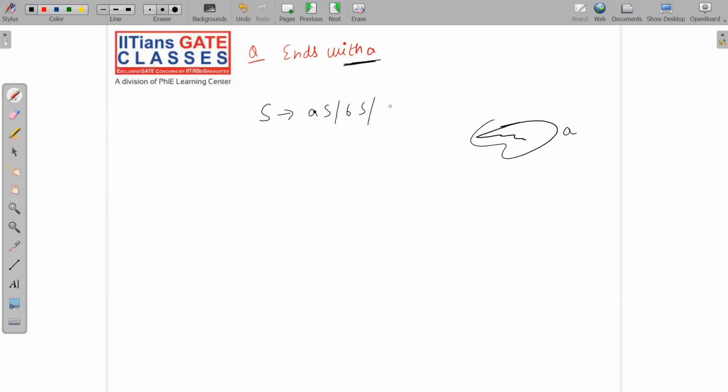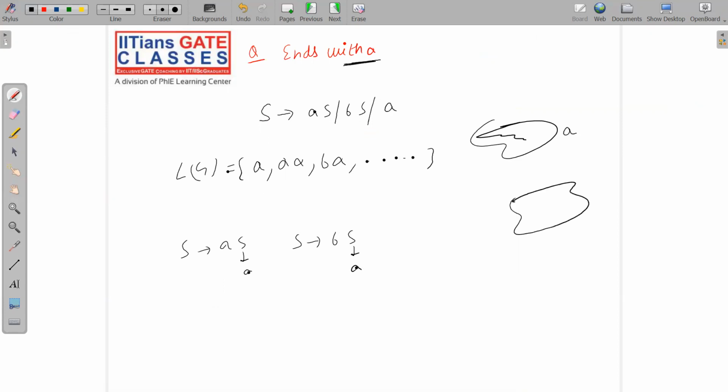A. See, if the stopper is a, that means the smallest possible string in the language generated by the grammar will be a, because S implies a. Now the next possible string will be what? If you write S implies aS, now this S will be replaced with a, so we will have aa. Or you can have S implies bS, and this S is replaced by a, so you have ba, and so on. I hope I have made the point clear. So you can generate any string over a, b, and for stopping S, we will apply a here. Okay, so I hope I have made the point clear to all of you.